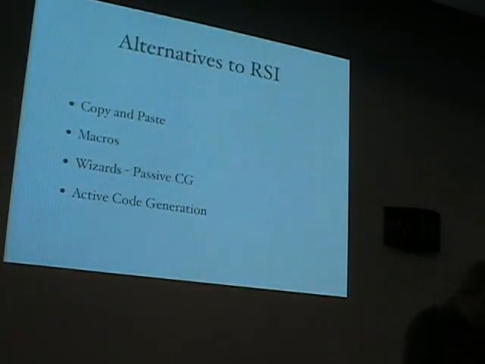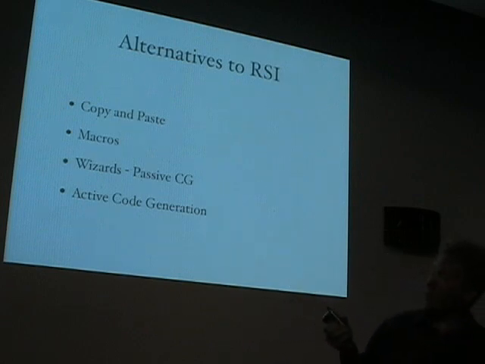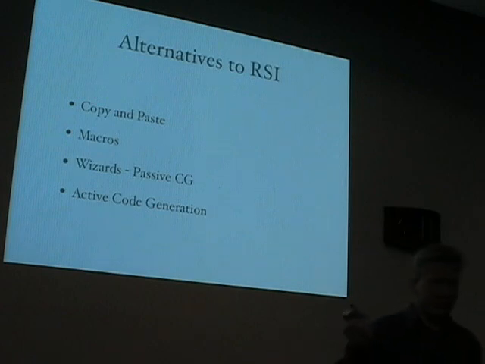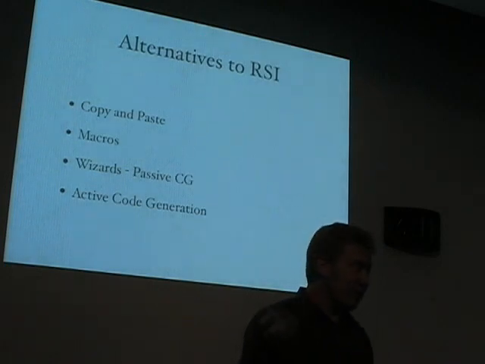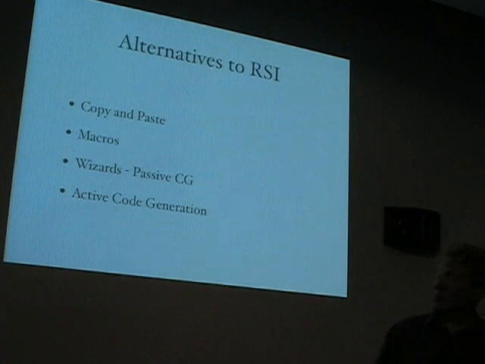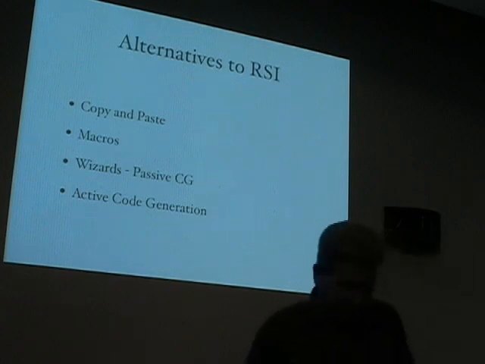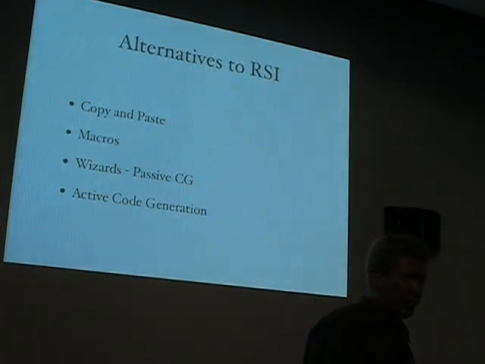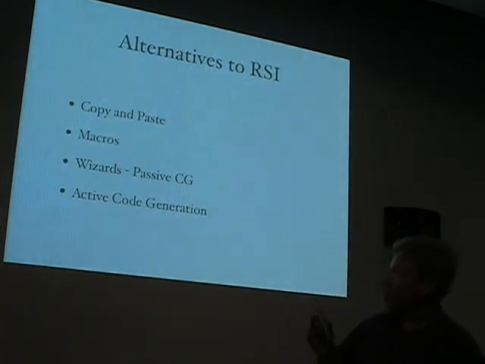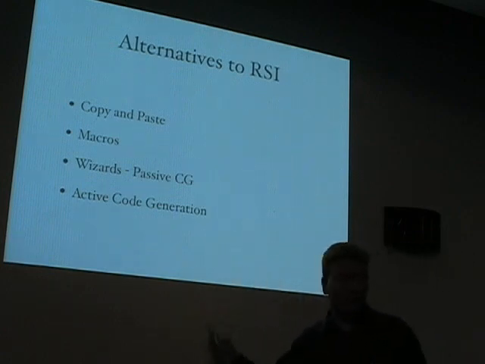So alternatives to typing really fast and getting RSI: you can copy and paste code, which I'm sure everybody loves. You can write macros in a language like C++, or you can use your word processor's or editor's macros, like Emacs or VI. Do a lot of programming that way. You can use wizards, like back in the days of MFC, there was a dialog wizard that would manage stuff for you. And that's what we call passive code generation. I'll get more on that in a second. Or you can use active code generation.